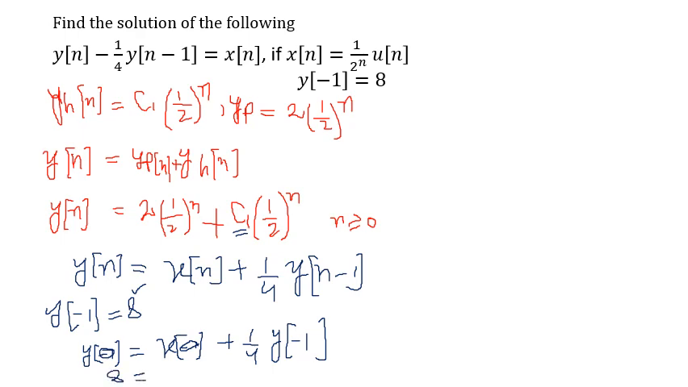X of 0, you can easily know that x of n equals 1 by 2 to the power n. So 0 to the power 0 results in 1, plus 1 by 4 times y of minus 1, which is given as 8. So that means 4 ones are 4, 4 twos are 8, so 2 plus 1 is 3, so y of 0 equals 3.